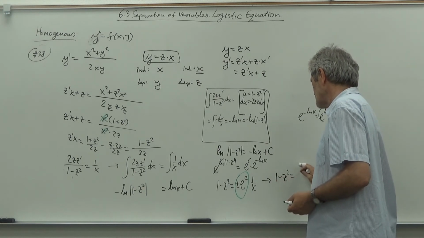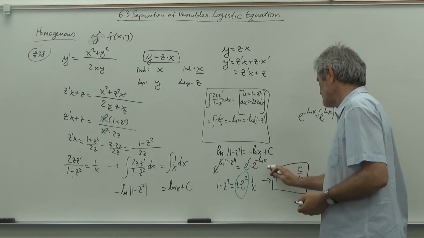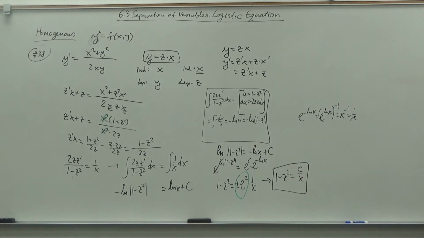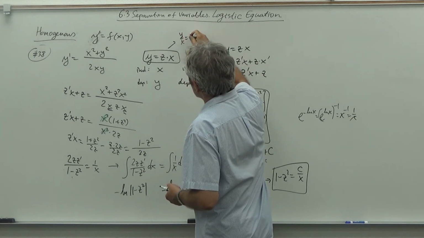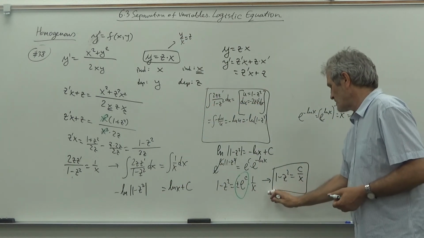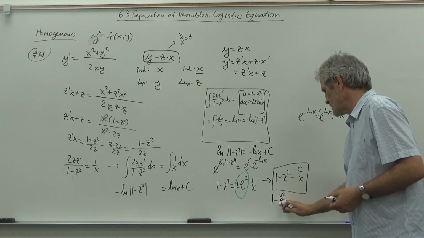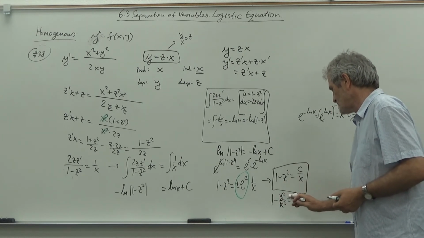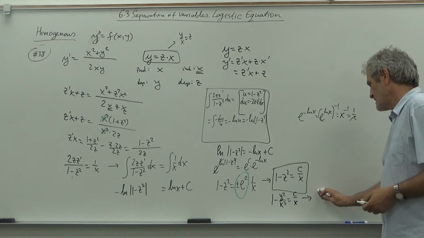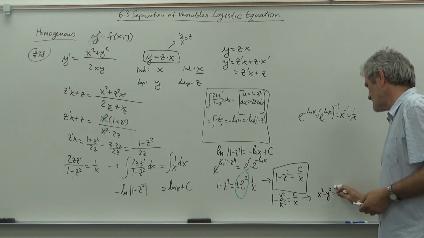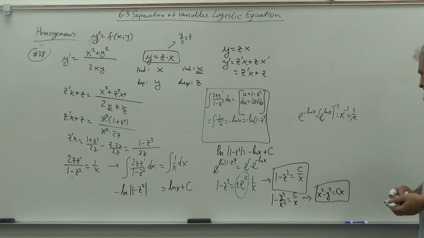So we get 1 minus z squared equals c over x. Are we done? No, we are not, because we were not solving for z, we were solving for y. So from here, y over x stands for z. When we replace that, we get 1 minus y squared over x squared equals c over x. And then one more move: if I multiply by x squared, I'll make it even nicer. We get x squared minus y squared equals cx. So these are some hyperbolas with moving centers.